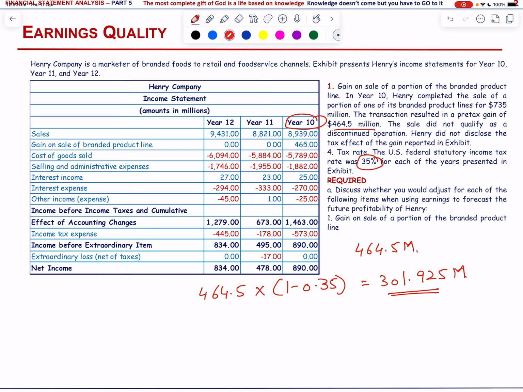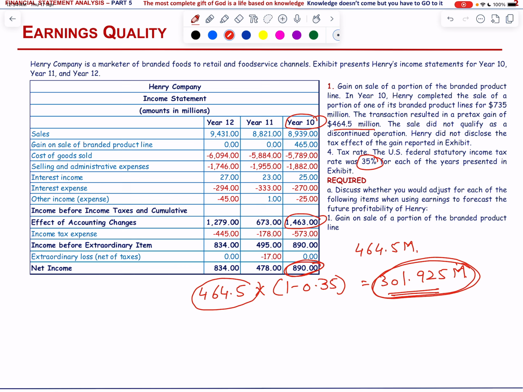So to conclude, we must adjust for it because it is non-recurring, non-operating and not predictive of future performance. So we will subtract 464.5 million. We can subtract this amount either from the income before taxes, or we can subtract 301.925 from the after-tax income. Either way we can do that.